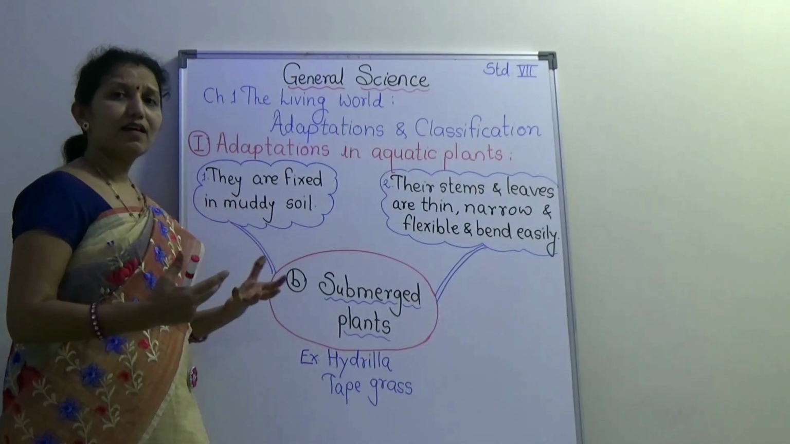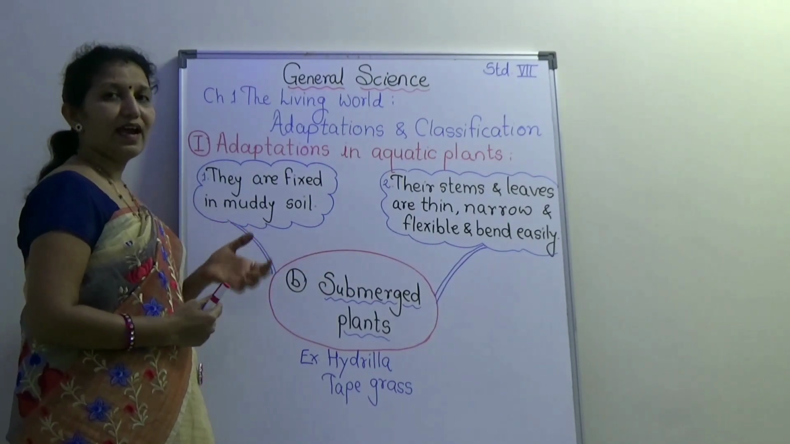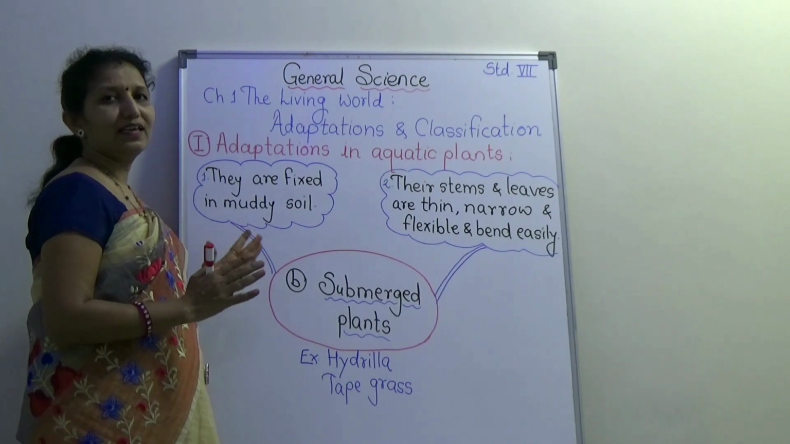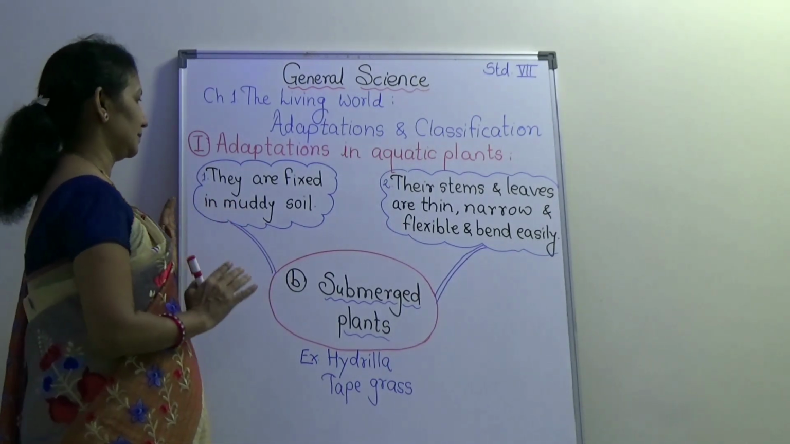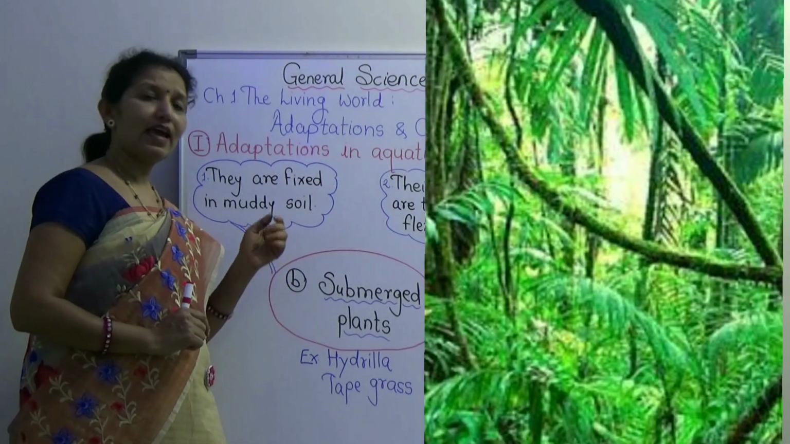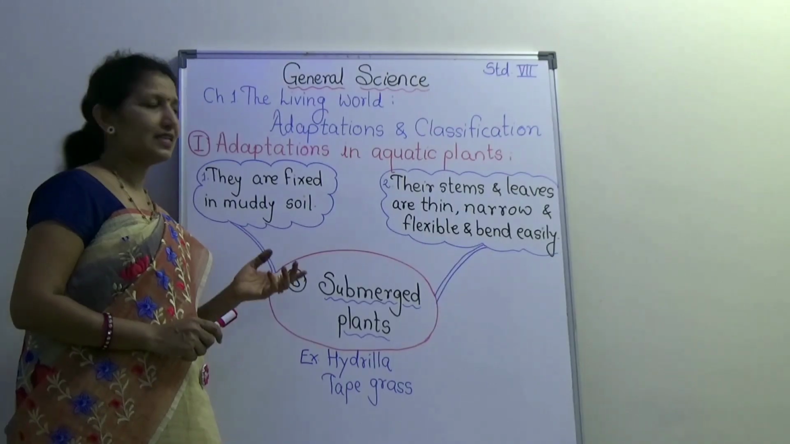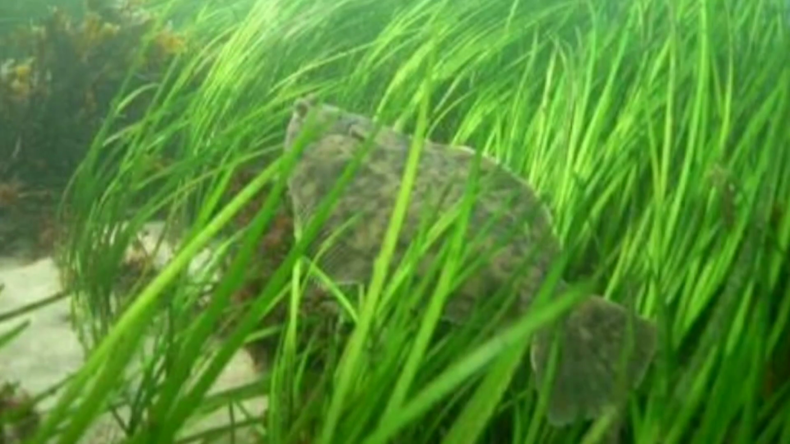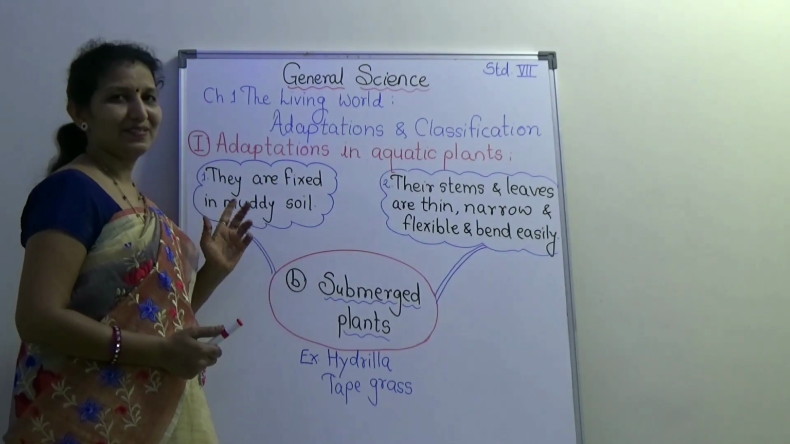They can tolerate the forceful currents of water, and they can easily bend and easily survive in that condition. Also, their stems and leaves are thin, narrow and flexible. Because of flexibility, what happens? They can bend easily and they cannot break. In this way, these are the adaptations in submerged plants.